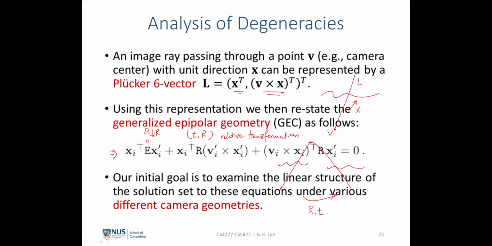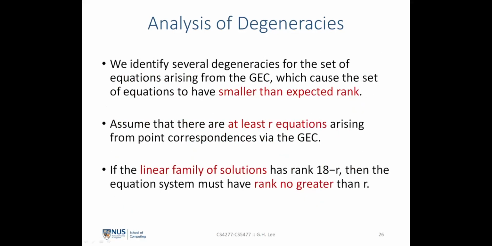So our goal here is to examine the various structures, in particular the three different configurations of the general camera, under which this set of equations would produce a different set of solutions. We'll identify the several degeneracies for the set of equations from this generalized epipolar geometry, such that it has a rank that is smaller than what we expect.